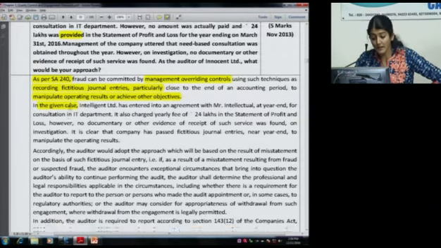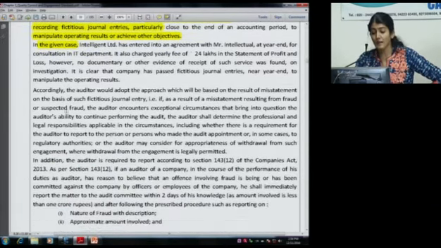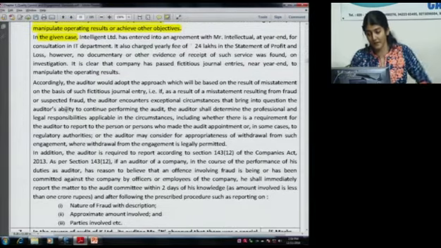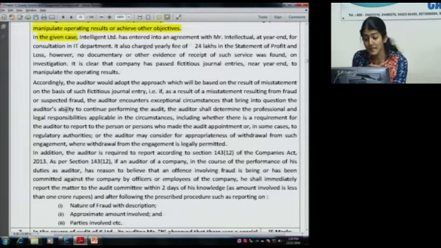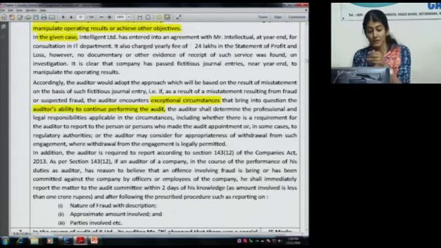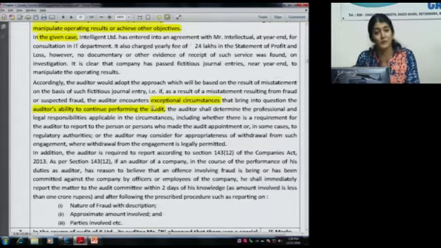Then accordingly, the auditor would adopt the approach which will be based on the result of misstatement on the basis of this fictitious journal entry. That is, if as a result of a misstatement resulting from fraud or suspected fraud, the auditor encounters exceptional circumstances that bring into question the auditor's ability to continue performing the audit. Today morning also we had said, and a consequence of an inability to obtain evidence due to non-cooperation from the management.